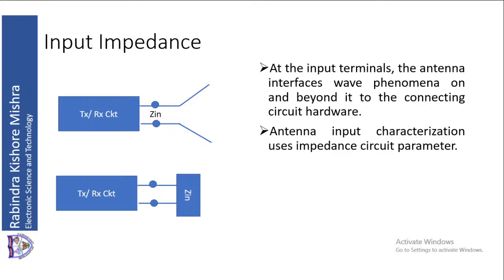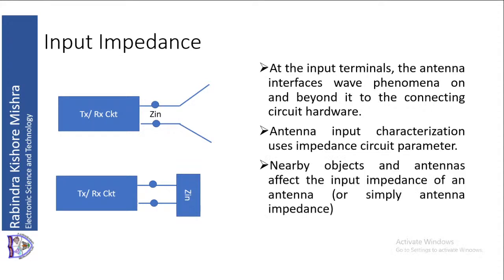So the impedance of that load is called the input impedance of the antenna. Similarly, that is what is shown here. Instead of the antenna, the second, bottom figure shows we have replaced the antenna with a load whose impedance is Zin, where Zin is the input impedance of the antenna. So the load has input impedance Zin.